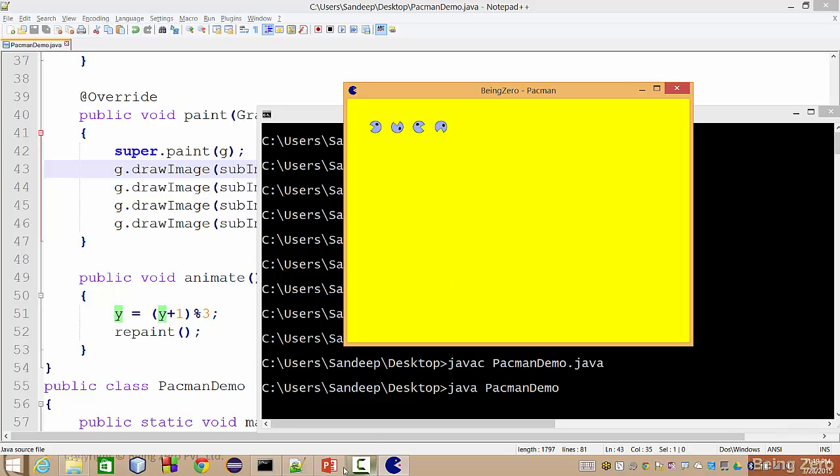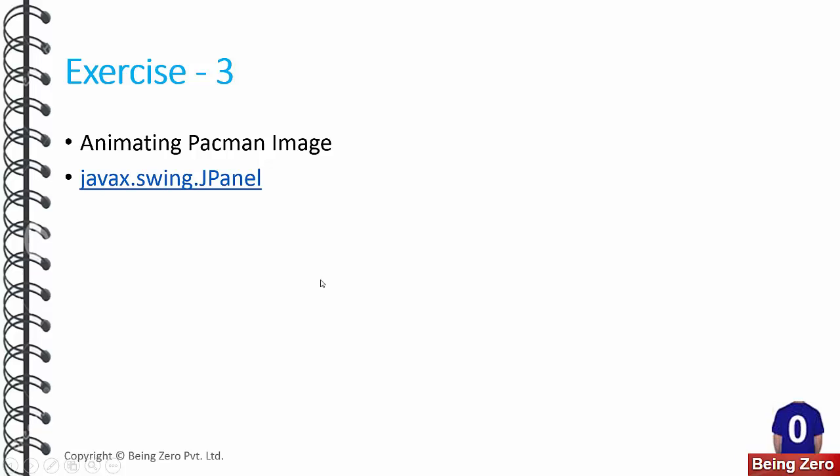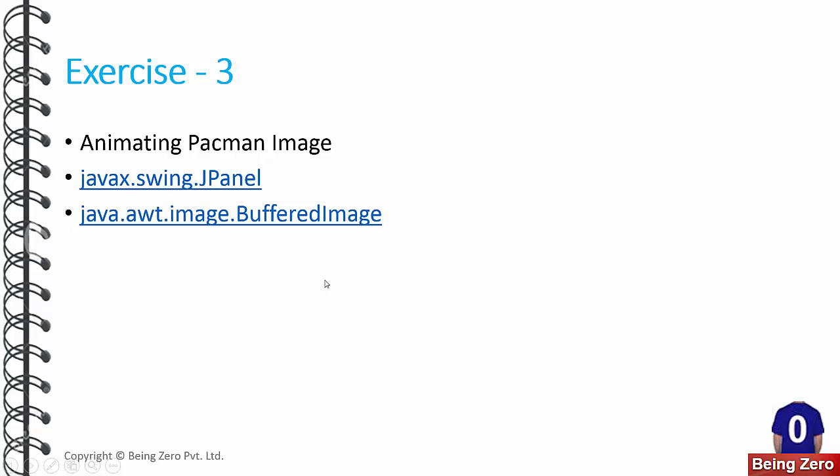So that's all we had for this lecture. Let's summarize. In this we have used the panel class, then we have used buffered image to load the sub images of that, and we are done with it. In the next video we are going to talk about how to move our animated character.